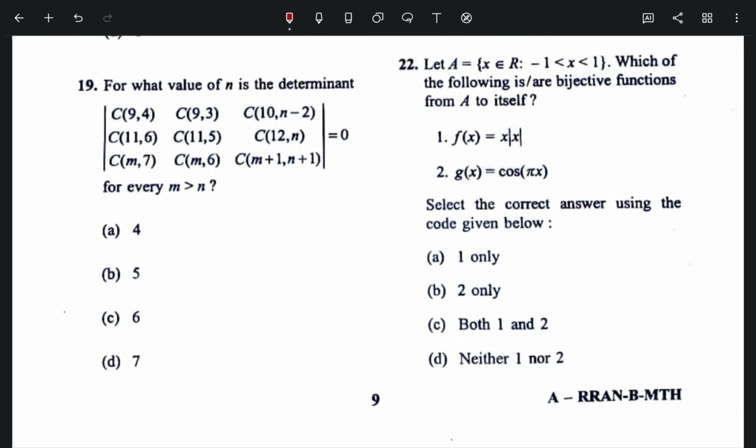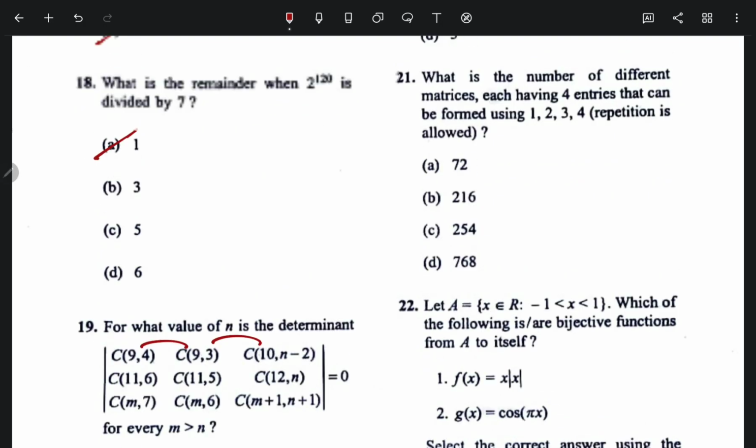19th question. So if it should be 0, you can see that if we add these two, I should get this. So based on that, you can easily get the value for n. The 19th question, the answer is C.